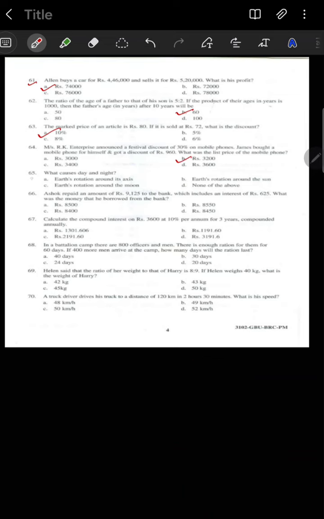Next question number 65 here. What causes day and night?